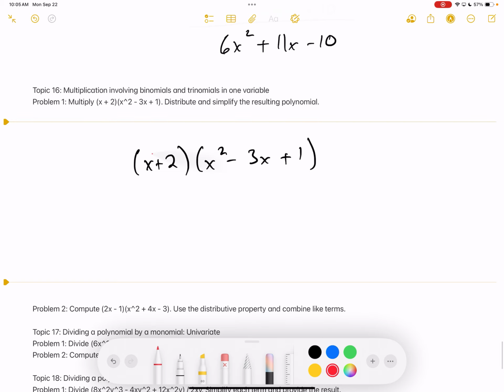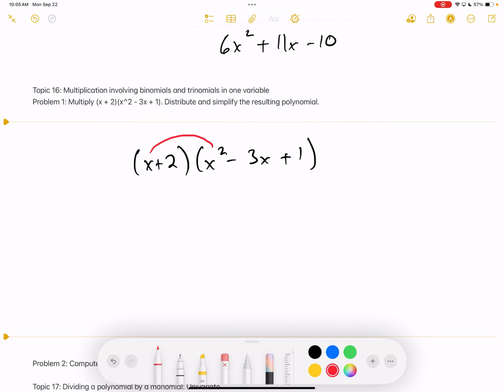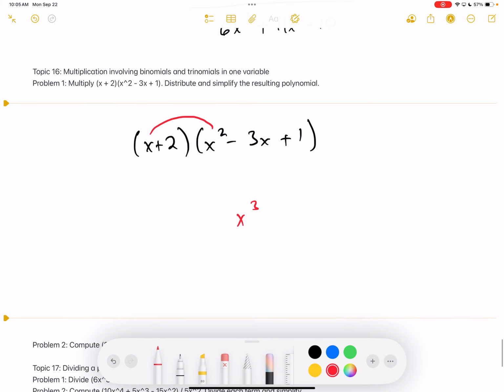So I'm going to take this x times everything over here. So x times x squared would be x cubed. X times negative 3x would be negative 3x squared. And x times 1 would be 1x.